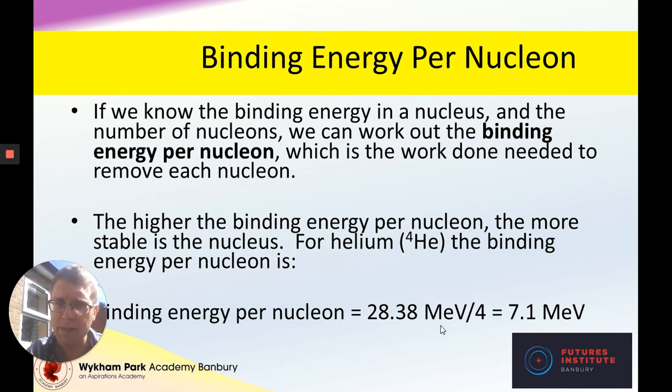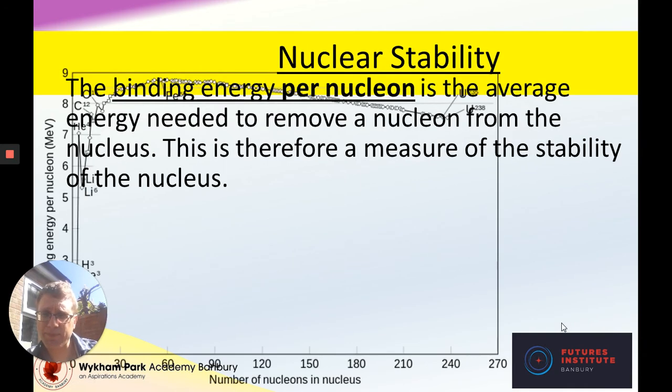Well, if you want to start comparing different nuclei, it kind of makes sense to compare the binding energy per nucleon. If you're a bigger nucleus, you're obviously going to have more binding energy, but you've also got more nucleons there, more protons, more neutrons. So how does it balance out? If we took helium, for example, its binding energy is that. There are 4 nucleons, 2 protons, 2 neutrons. So 7.1 mega electron volts is the binding energy per nucleon.